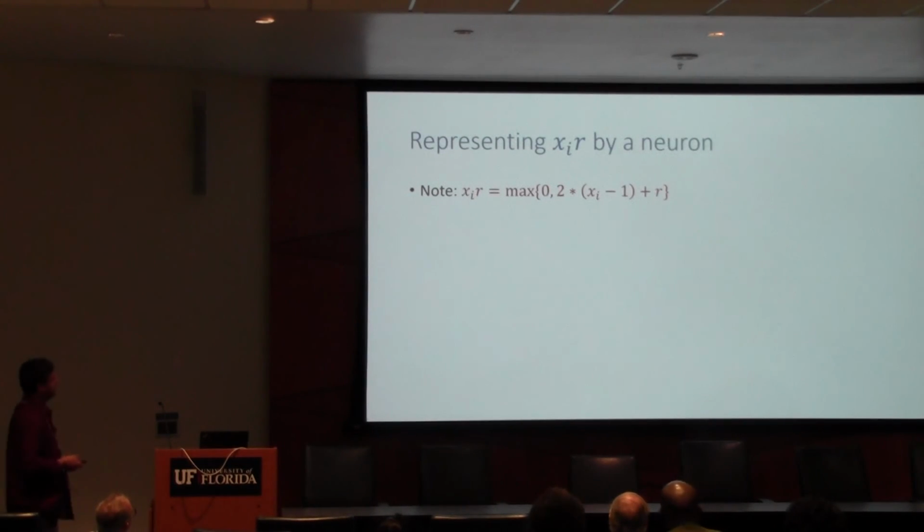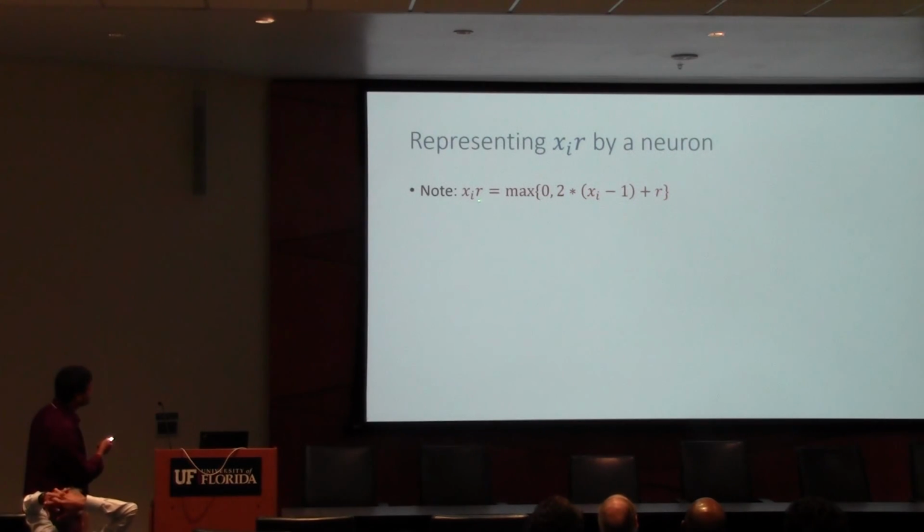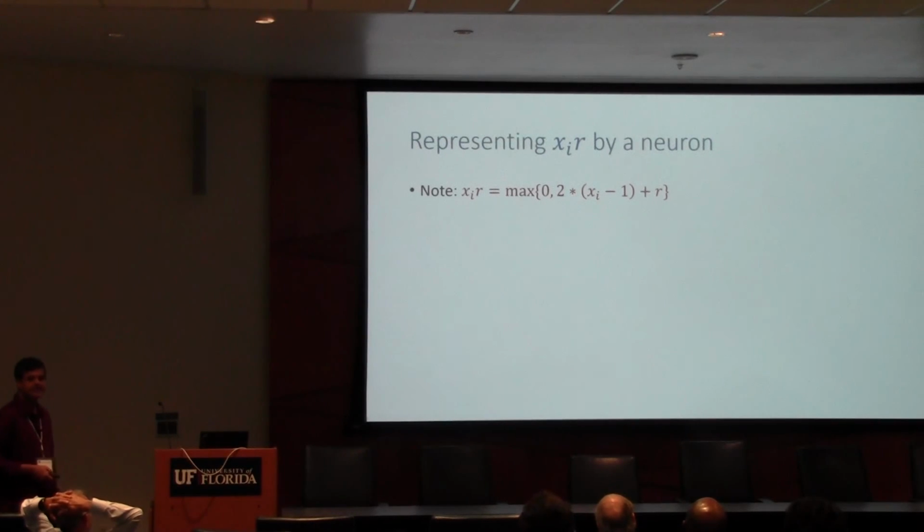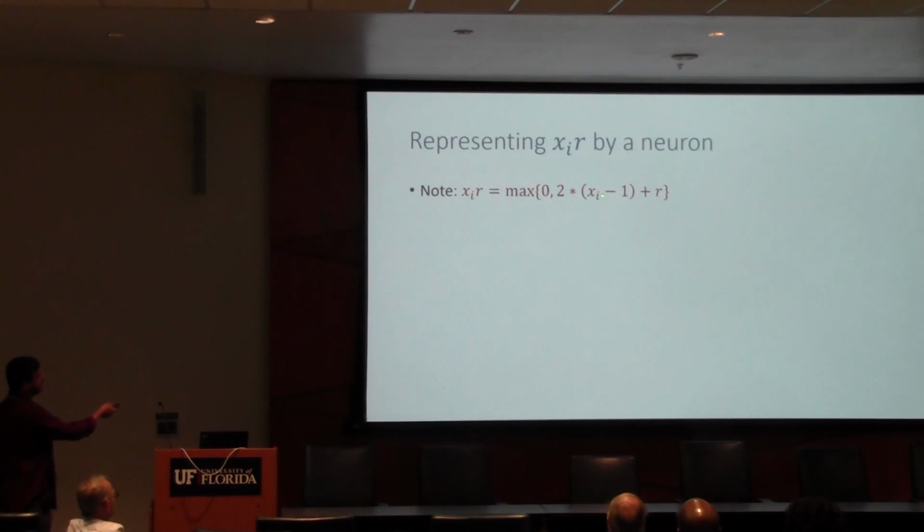Shiu made this really nice observation. If x is a bit and r is a real number, then x times r is just the maximum of 0 and 2 times x minus 1 plus r. This is obvious because if x is 0, the left-hand side is 0, and the right side is minus 1 plus r. R is between 0 and 1, so this will be negative and the max will give you 0. Whereas if x is 1, then this becomes 0 plus r and just gives you r. This is just a linear combination of x, r, and minus 1 passed through a ReLU. This is it.